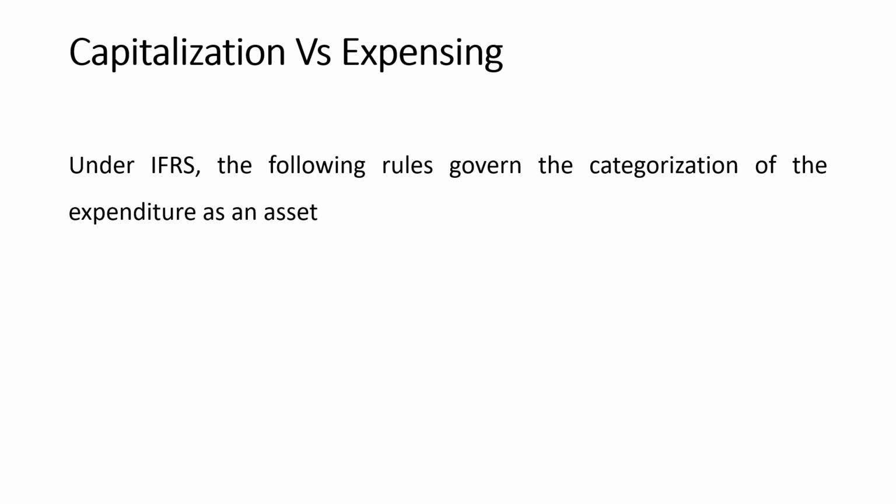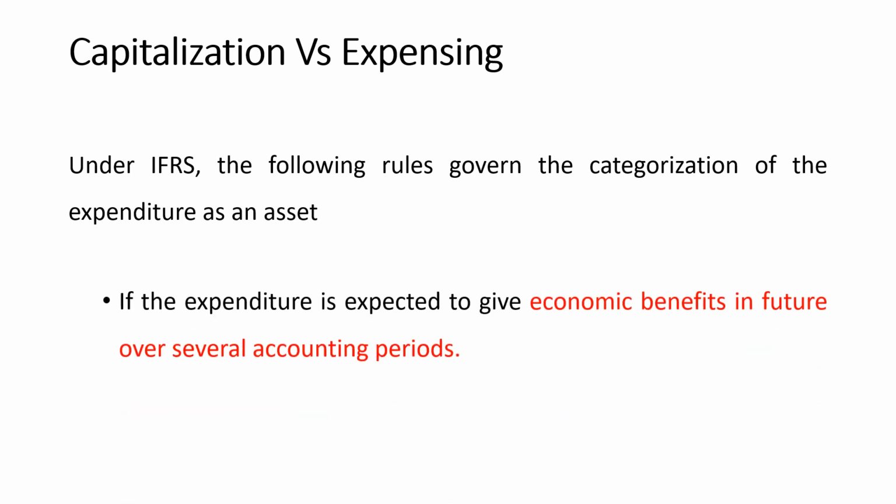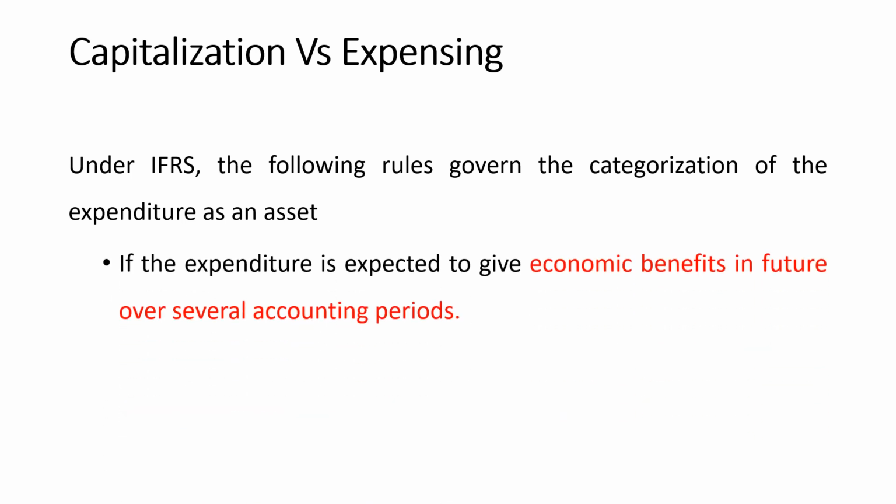Now, let's distinguish between capitalizing and expensing. First of all, we have to identify what is an asset. Under IFRS, the following rules govern the categorization of expenditure as an asset. First, the expenditure is expected to give economic benefit in the future over several accounting periods, and it should be reliably measured. So the cost can be measured in terms of rupees and cents.